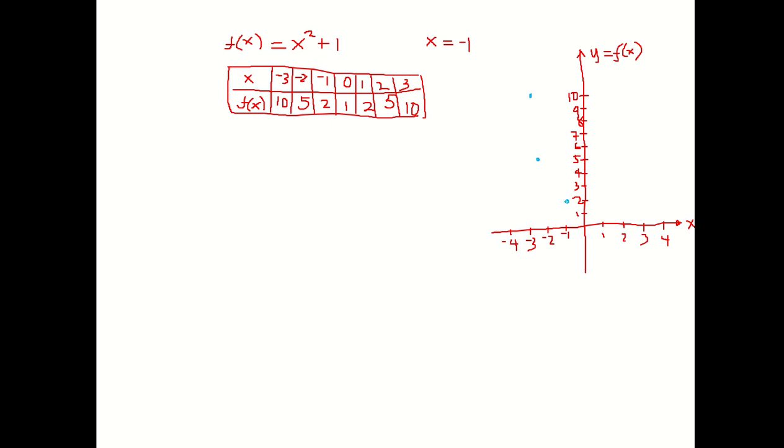When x equal to 0, we have f of x equal to 1, so somewhere here. When x equal to 1, we have f of x equal to 2. When x equal to 2, f of x equal to 5. And x equal to 3, f of x equal to 10.